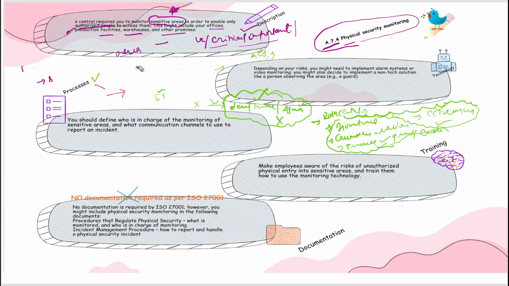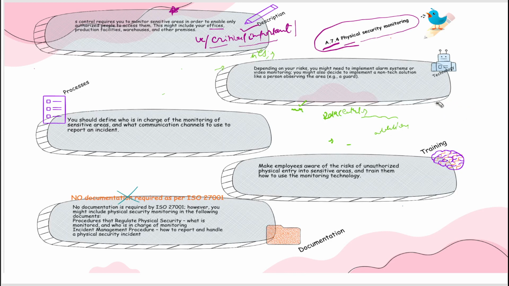Now coming to this, once we understood what this control is at a high level. Now coming to this technological control, the technological requirement. It says that depending on your risk, you might need to implement an alarm system or video monitoring. You might also decide to implement a non-tech solution, like a person observing the areas, for example a guard. So we have already talked about that, right?